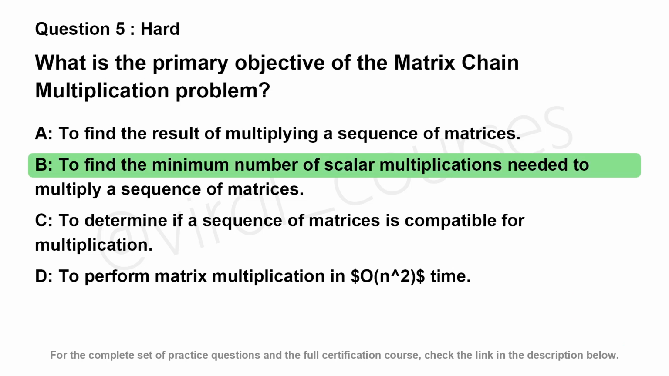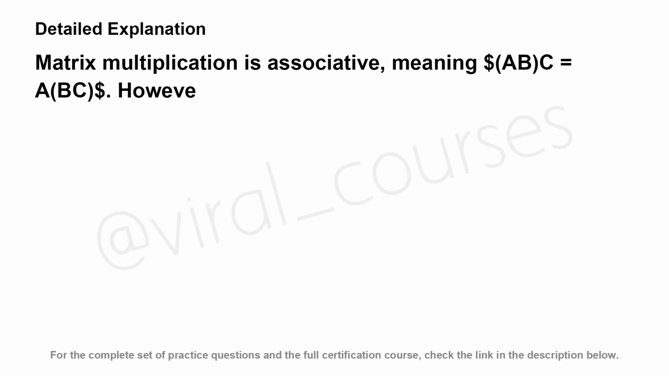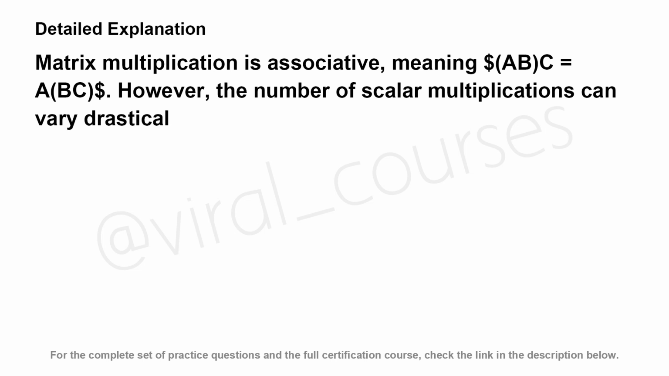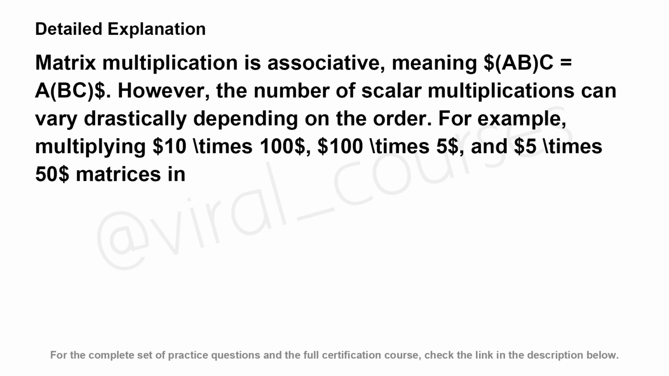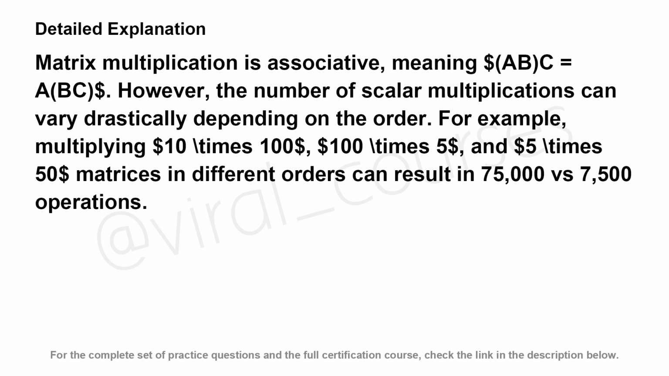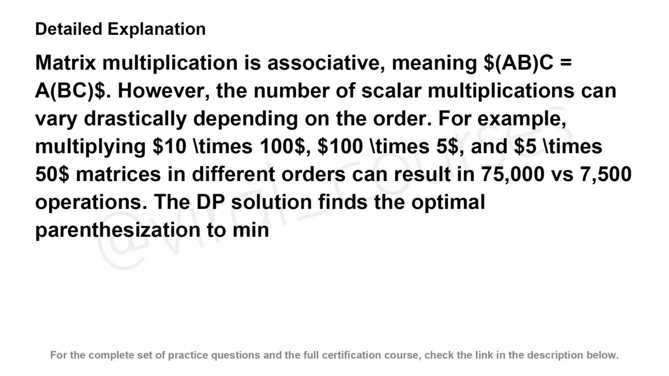The correct answer is B. Matrix multiplication is associative, meaning (AB)C equals A(BC). However, the number of scalar multiplications can vary drastically depending on the order. For example, multiplying 10×100, 100×5, and 5×50 matrices in different orders can result in 75,000 vs 7,500 operations. The DP solution finds the optimal parenthesization to minimize these operations.